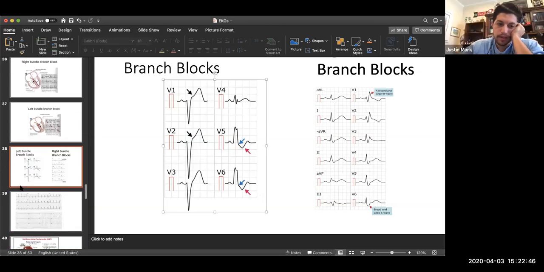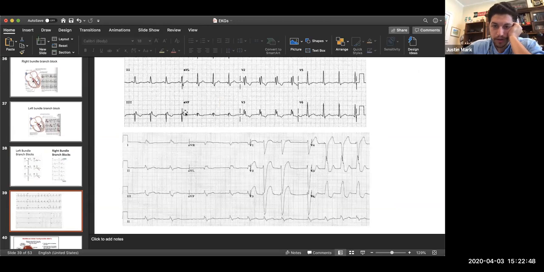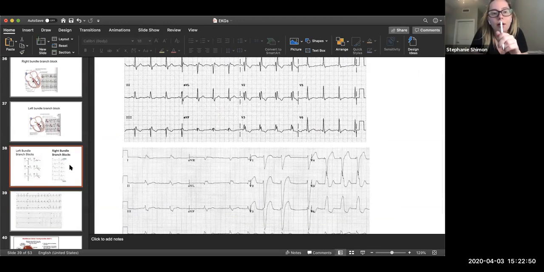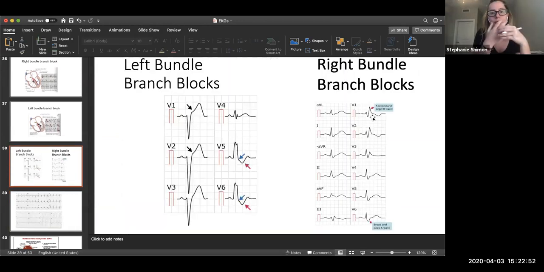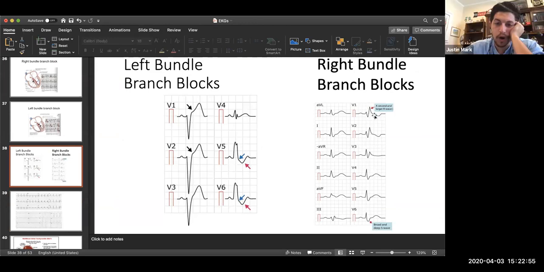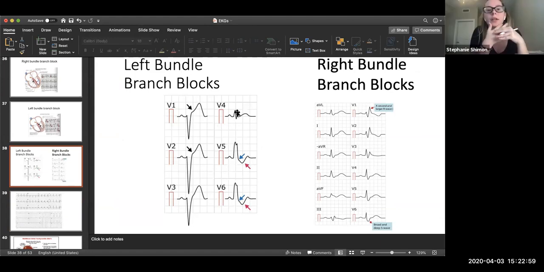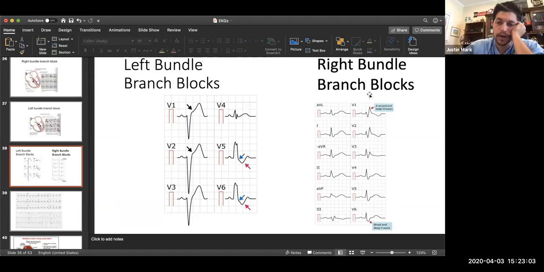Sorry, the bunny ears, that's only for right? The left one doesn't really have that. In V1, to me, this looks sort of like bunny ears here. Okay, that's fair. But I just look at V1, and then if it's going upwards to any appreciable amount, compared to V1 for left bundle, that it's going downwards.